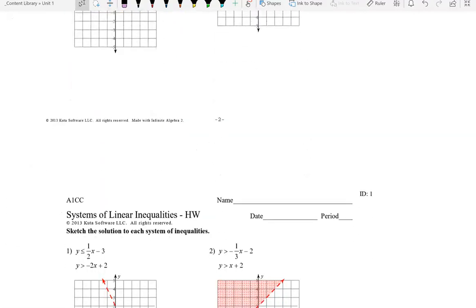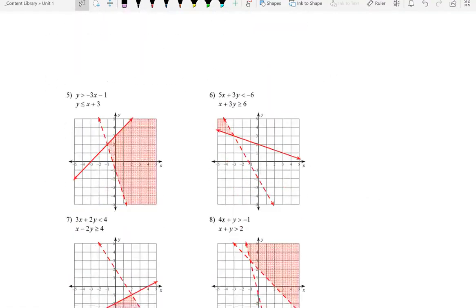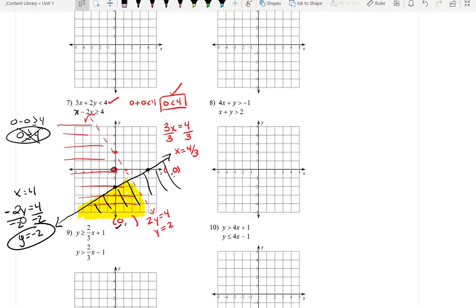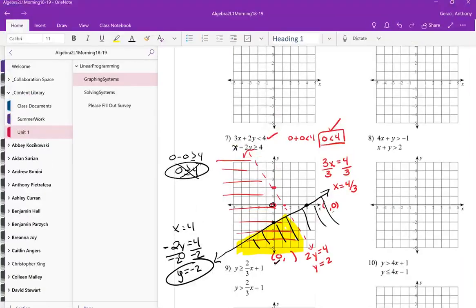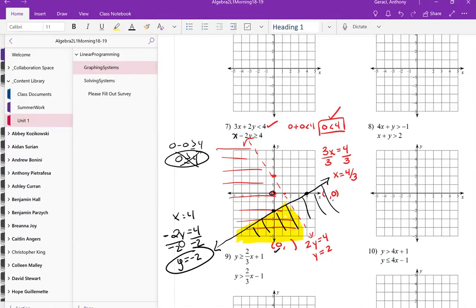Let's go look at the answers. Number 7 here. Should be somewhere on the bottom. There it is. That's what we got. All right, that's that one. And I'll make a new one for solving systems.